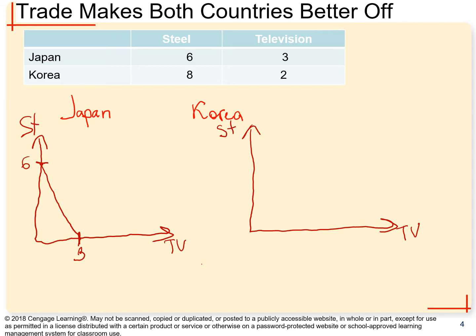I'm going to go ahead and do the same for Korea. Korea can produce 8 units of steel or 2 units of TVs.